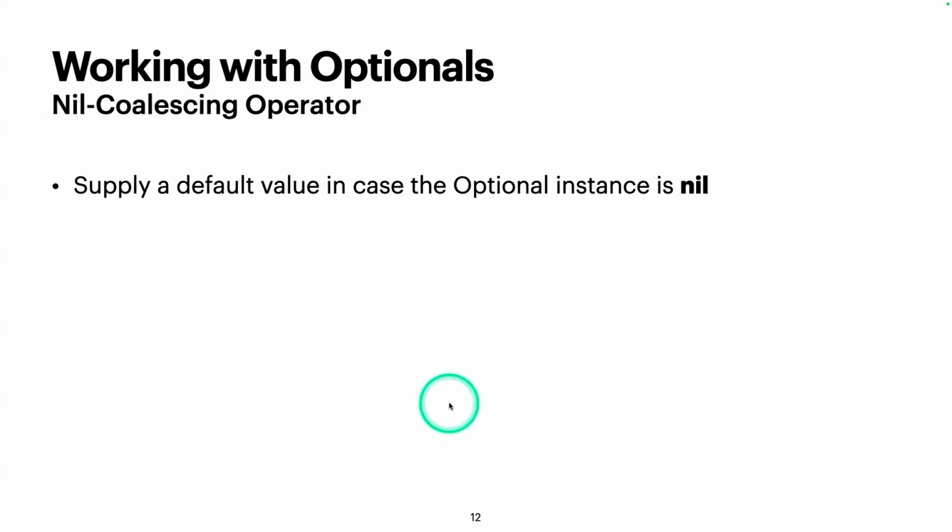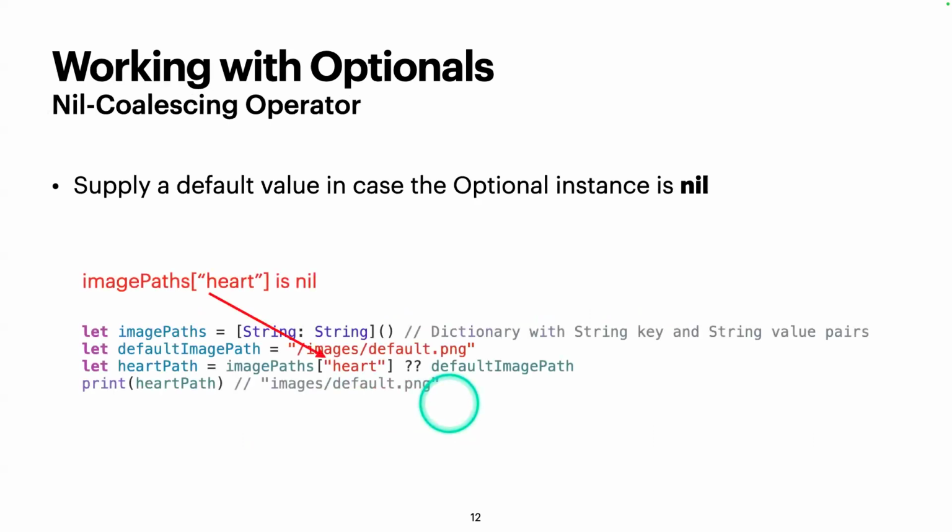Okay, next is something called the nil coalescing operator. And it's basically where you could specify a default value if the optional object is nil. So in this case, we have our image paths dictionary. Right now, it's an empty dictionary. There's nothing in it. We have a string called default image path. And here we have this variable called part path. Right now, right here, I'm accessing the value associated to the key part.